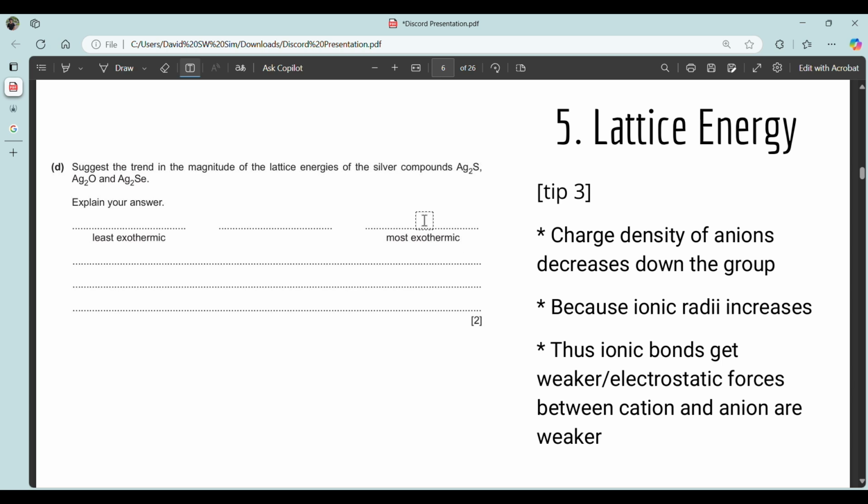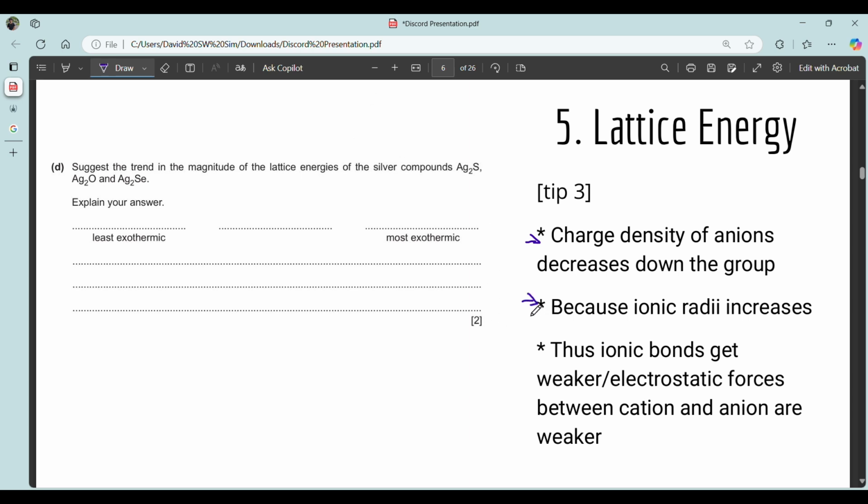So oxygen actually has the smallest ionic radius, and because it has the smallest ionic radius, it has the highest charge density. So we got that first point in. We already talked about the charge density, so we just say the charge density decreases down the group. Okay, so why does it decrease? Because the ionic radius increases. Alright, we got the second point.